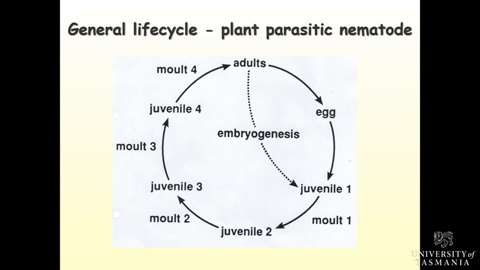Crudely, its life cycle goes from adult, producing eggs, through a number of juvenile stages with molts in between, feeding, causing damage, and surviving. The survival mechanism tends to be either a robust structure, a cyst, or an adult that can survive in the soil for a short or a long period of time, or alternatively within the plant roots, where they can survive in alternate hosts for a long period of time.